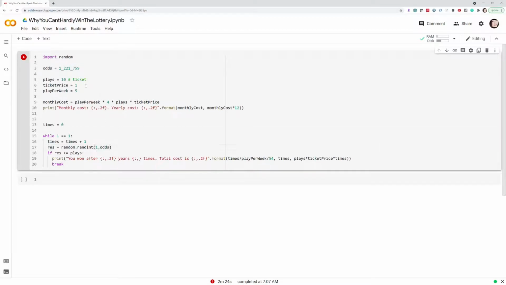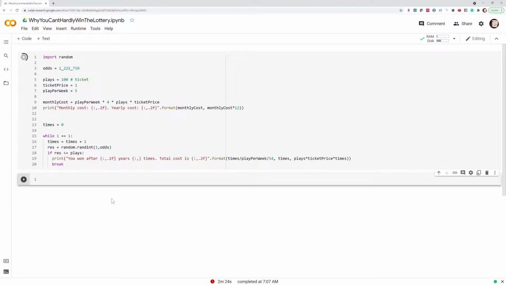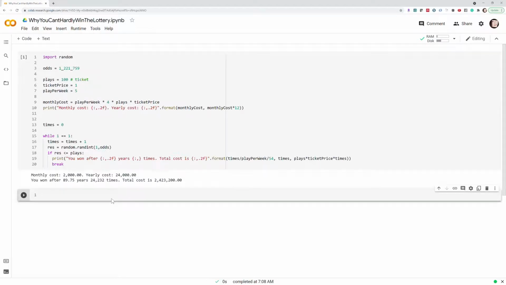Let's see if we play, let's say, 100 tickets per play and 5 times a week with $1 per play. How long does it take us to win? Okay, you win after 89 years, and then it costs you $2 million and more.